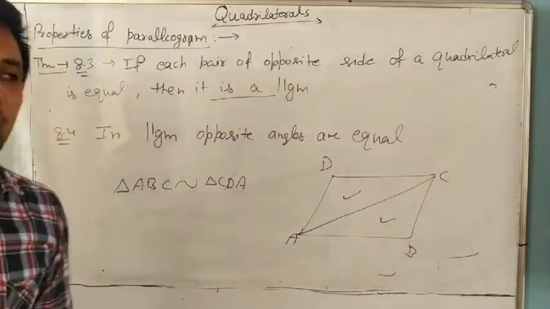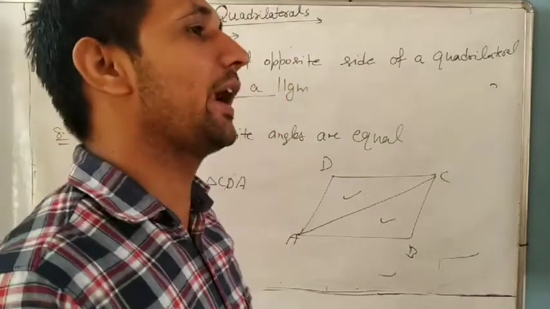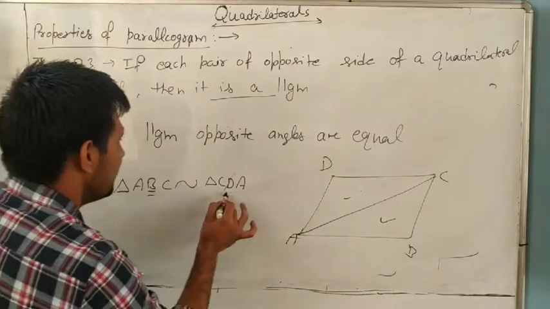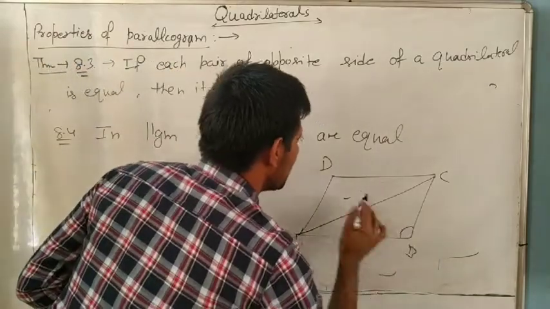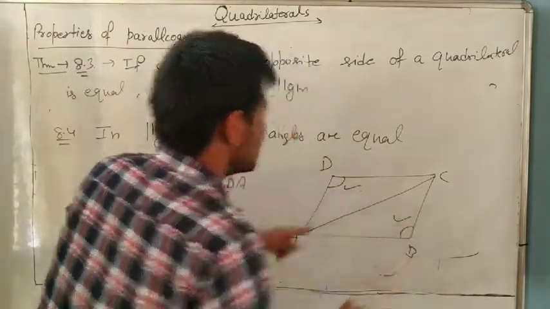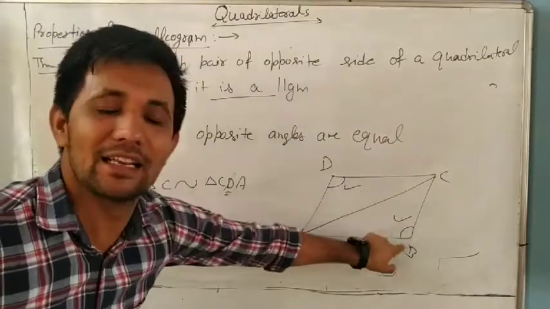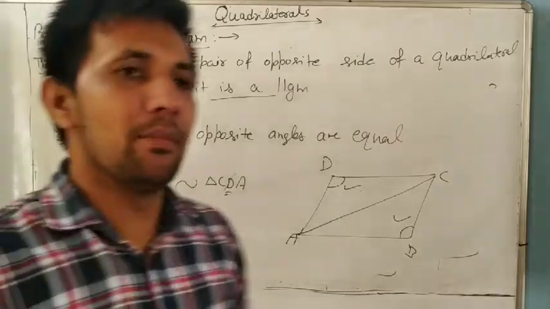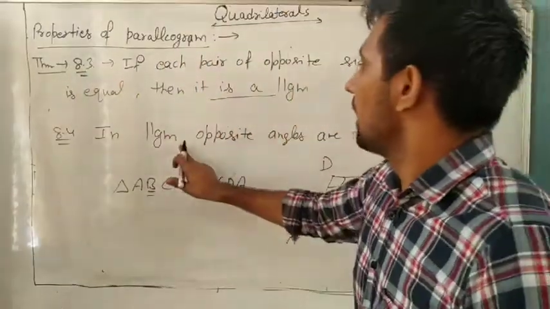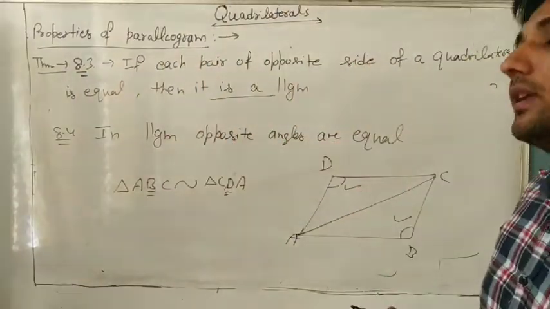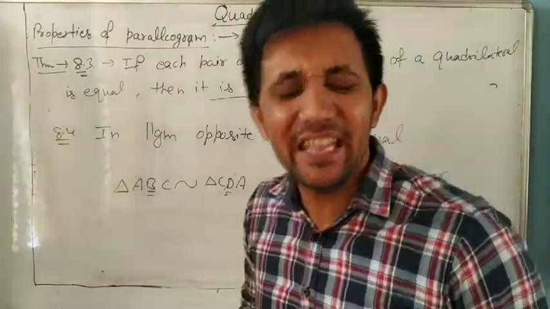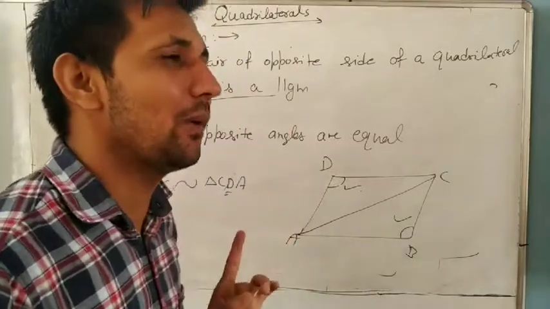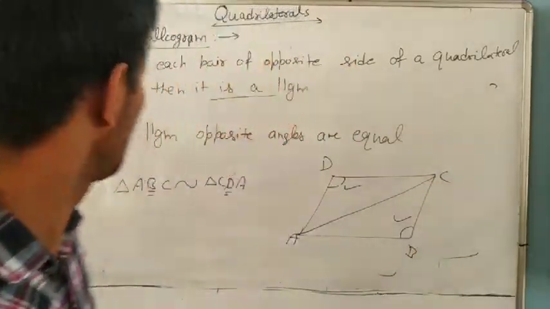If triangles are congruent, then corresponding parts are equal. It means B is in the middle, D is in the middle. So angle B equals angle D. So in a parallelogram, opposite angles are always equal. So remember this one also. In a parallelogram, opposite sides are equal and opposite angles are equal. And also, if in any quadrilateral each pair of opposite sides is equal, we can say that it is a parallelogram.